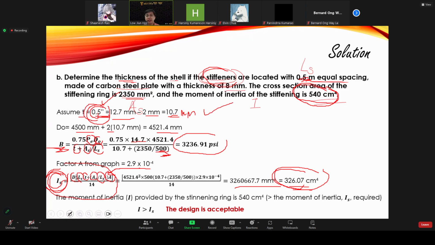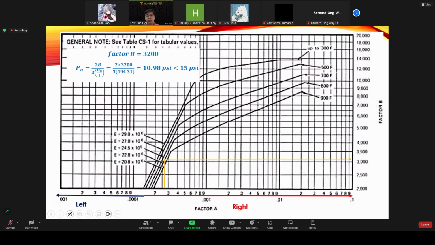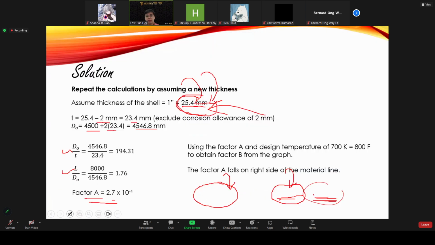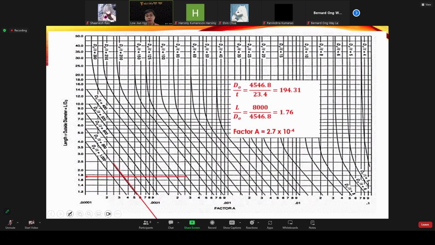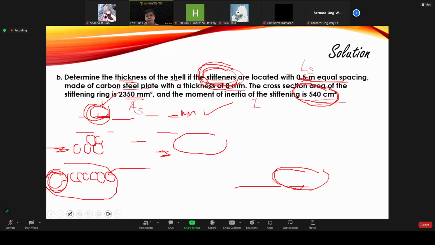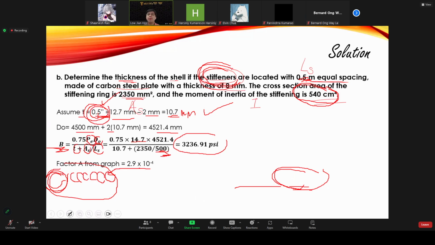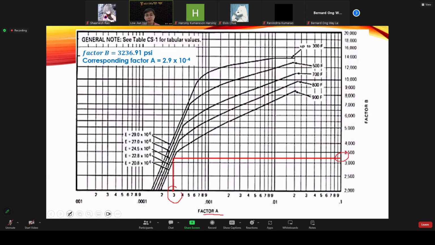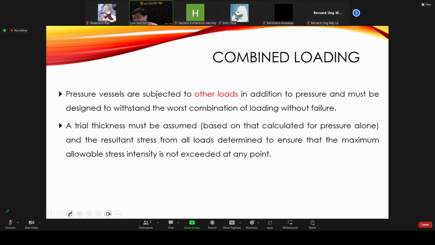And this is the thickness that we can consider if we want to install the stiffeners. You see, by using a stiffener, just now the thickness was almost 25.4 millimeter, but now it is only 10.7 millimeter. Okay, this is how we determine the thickness if we want to install the stiffening ring. So far, any question before we proceed to the last part of our lecture today?